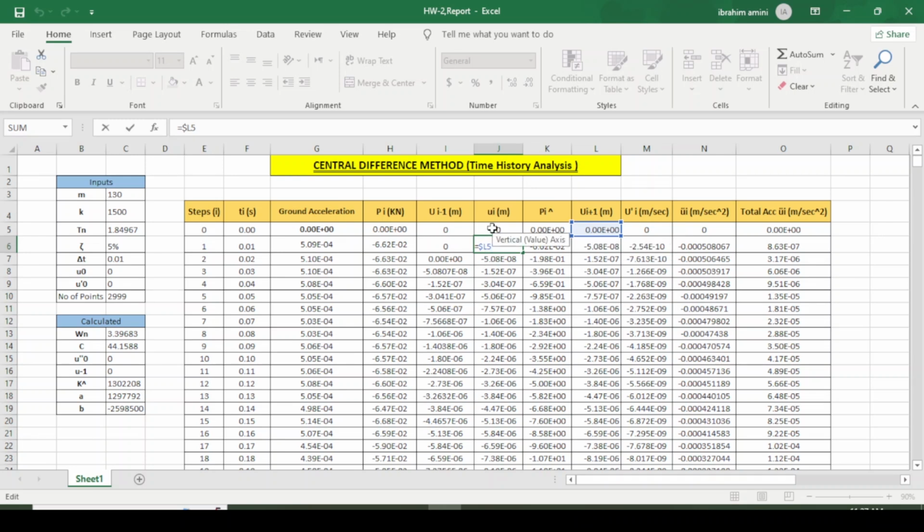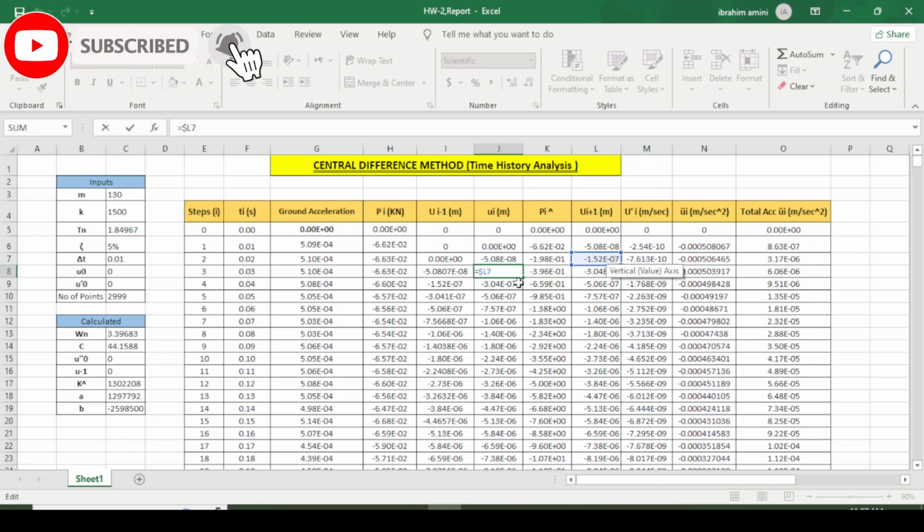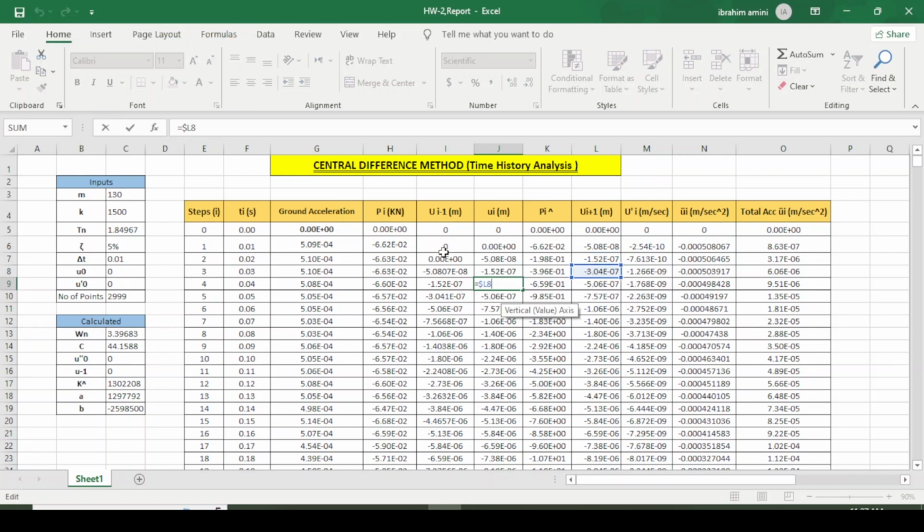This is 0, and the next one will be taken from here. The same, this one will be taken from here, and this one will be taken from one step above, the ith plus 1 step of the displacement. Also the same here, this is from here, and here we are coming to this side, it is 0, and here this will be taken from the U i displacement, and this will be taken from here. So it is very easy, not complicated.